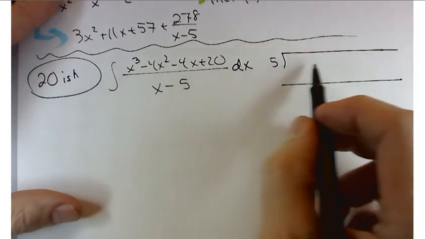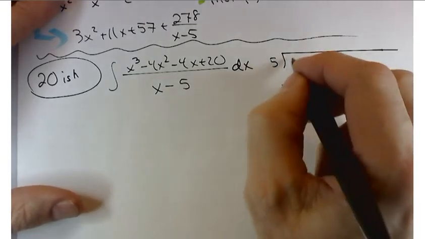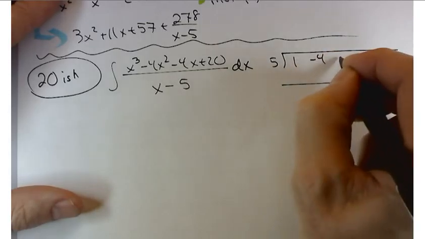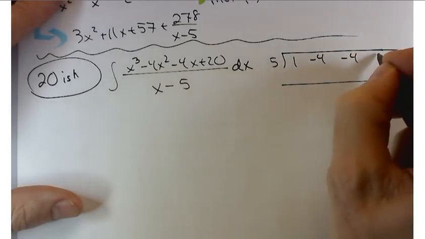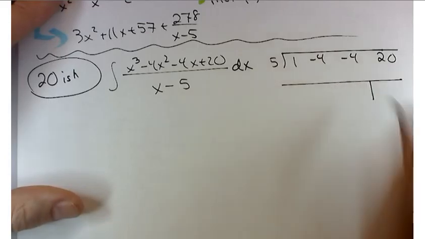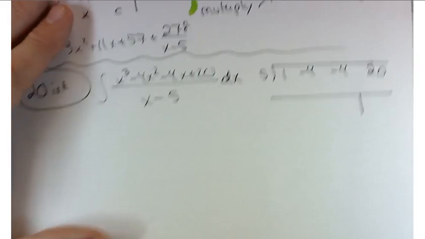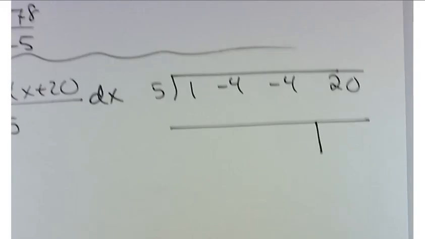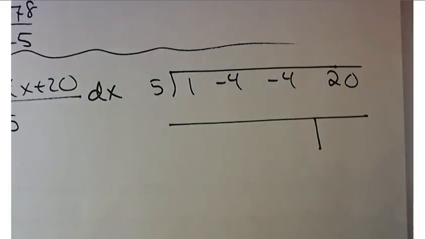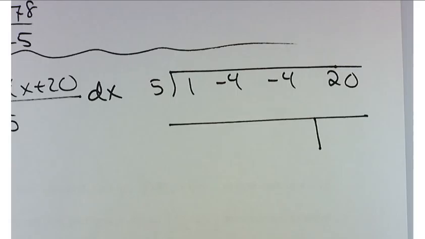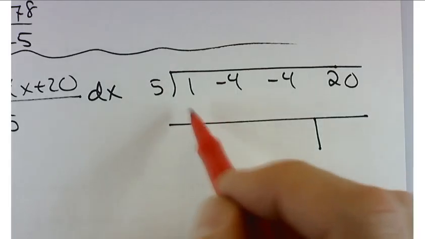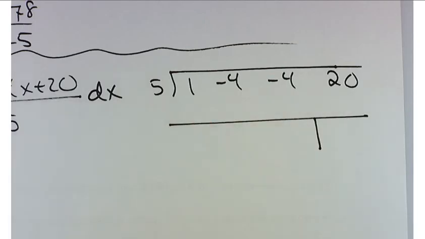And what are my coefficients here? 1, -4, -4, and 20. Between the last two of these, draw yourself a vertical line. And now work through that process of synthetic division. You don't have to write a 0 underneath the 1. It's kind of understood to be there.